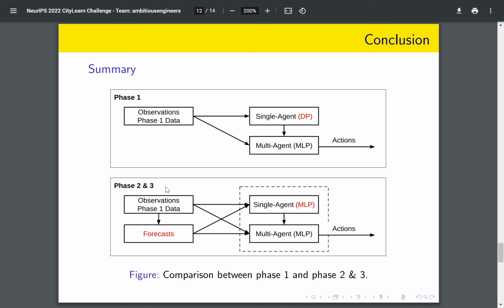In phase 2 and 3, the approach was similar. The only difference is that we replaced DP with an MLP, and we replaced future values with forecasts. And this dotted line here just shows that we trained everything end to end. So what we didn't do was train the single agent models separately and then feed those actions into the multi-agent model and optimize the multi-agent model. Everything was trained at once.